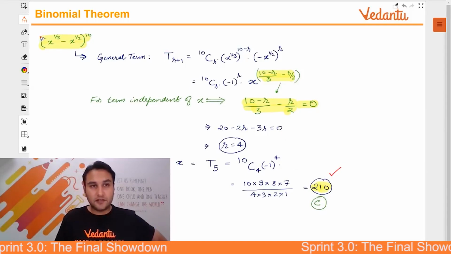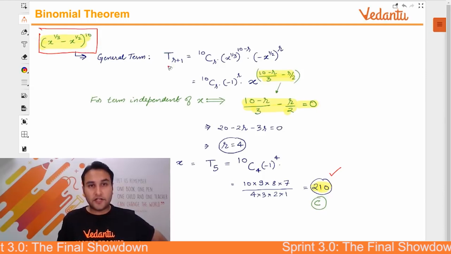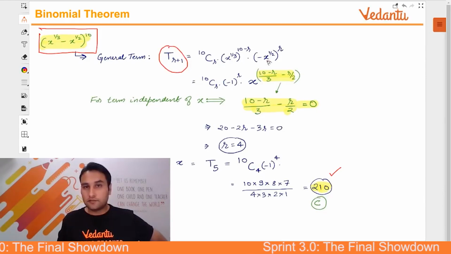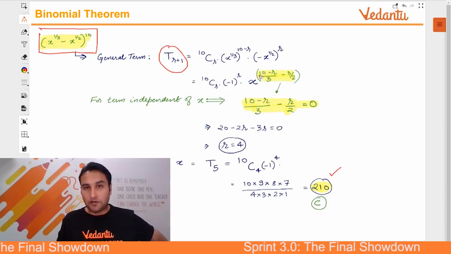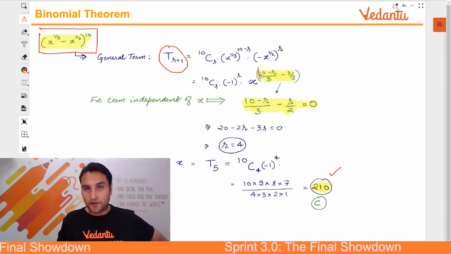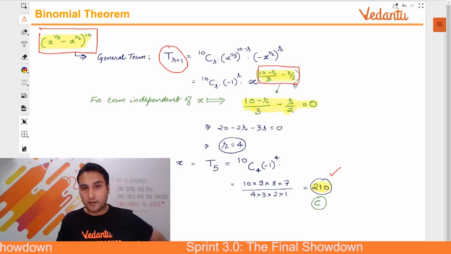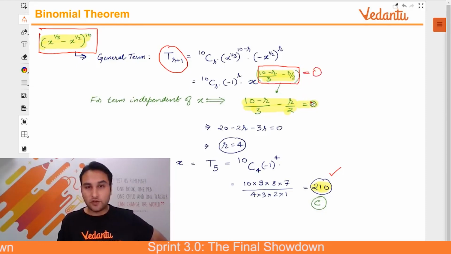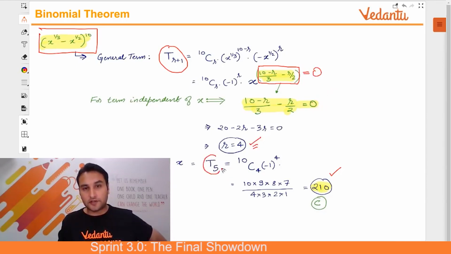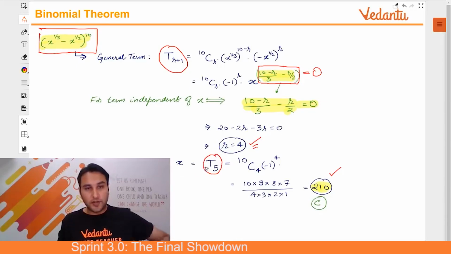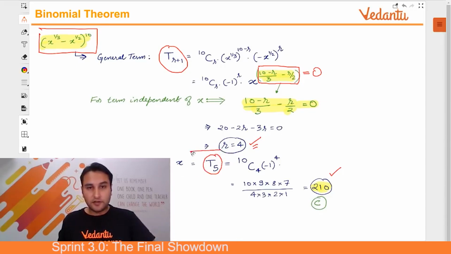So first, what did I do? In this I have written T r plus 1. I have collected the power of x. The power of x comes out to be n minus r by 3 minus r by 2, but that has to be equal to 0. So this leads to r is equal to 4. So your fifth term will be independent of x. If r is 4, it implies the term independent of x will be the fifth term, right?